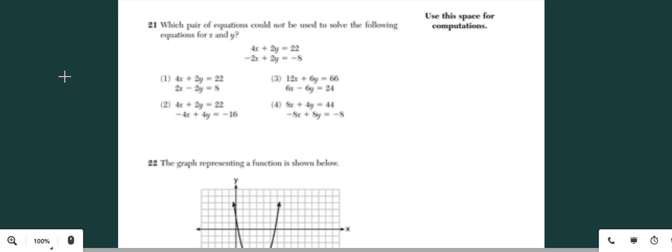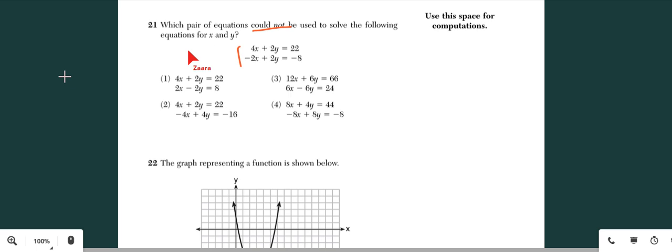Okay, look at the next one. Which pair of equations could not be used for solving the equations for x and y? We have to highlight that could not be used. Okay, so look at this one. The given equations are 4x plus 2y equals 22 and negative 2x plus 2y equals negative 8.